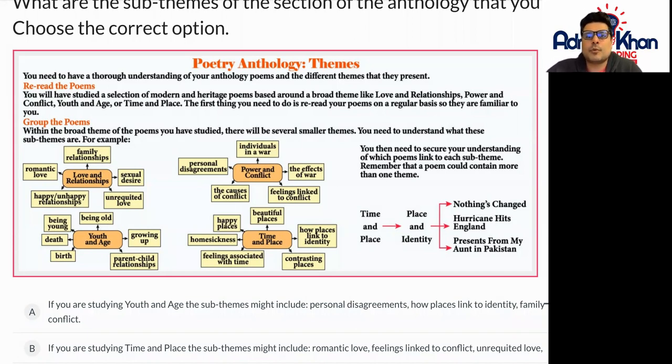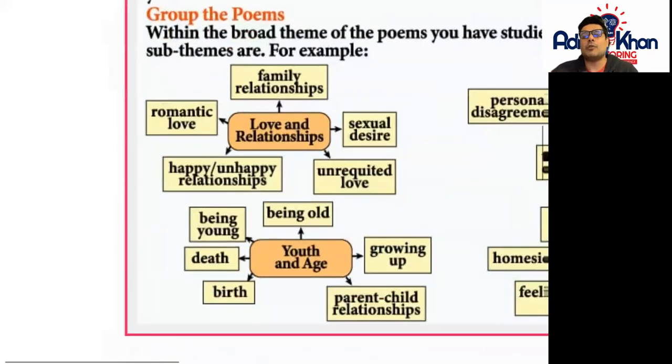So groups of poems. Within the broad theme of the poems you have studied, there will be several smaller themes. And you need to understand what these sub-themes are. For example, the first particular theme that we have in poetry in GCSE English is love and relationships. So love and relationships could encompass family relationships. They could mean sexual desire. They could be unrequited love. They could be happy, unhappy relationships. And they could even be to do with romantic love or even family relationships, as mentioned before.